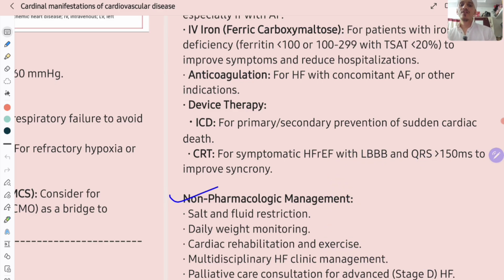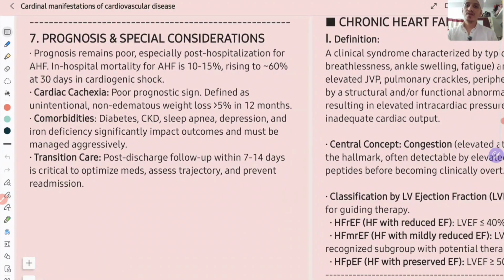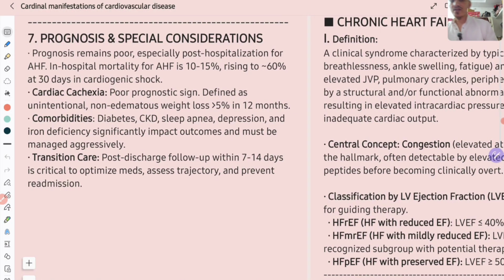So what is the non-pharmacological management? Salt and fluid restriction, daily weight monitoring, cardiac rehabilitation and exercise, multidisciplinary HF clinic management, palliative care consultation for advanced stage D heart failure. That's about the non-pharmacological management of heart failure. That's also very important. Okay, very important.